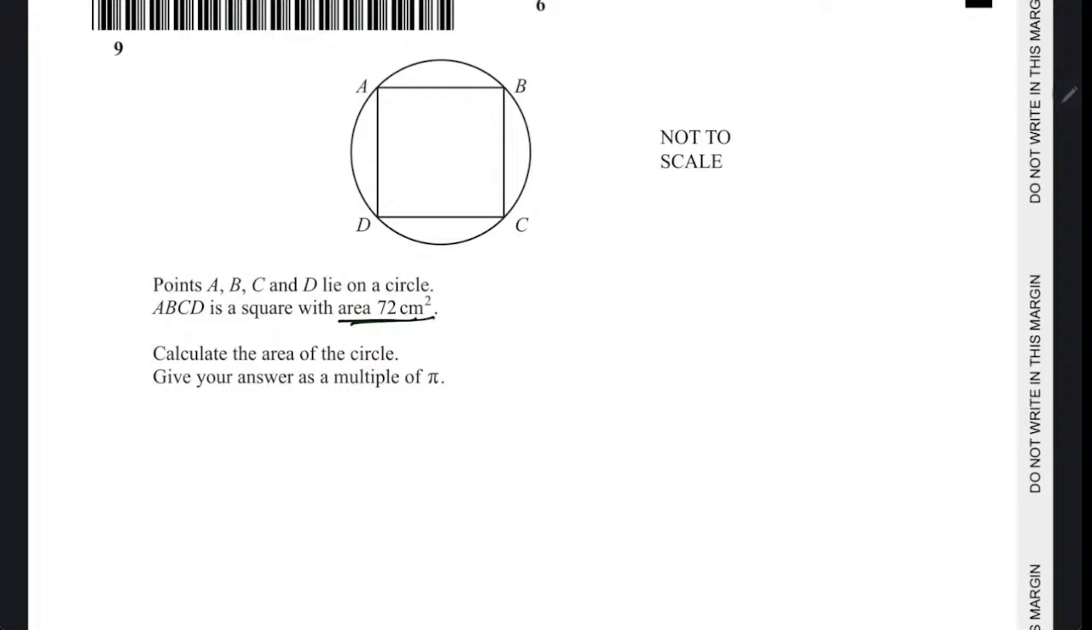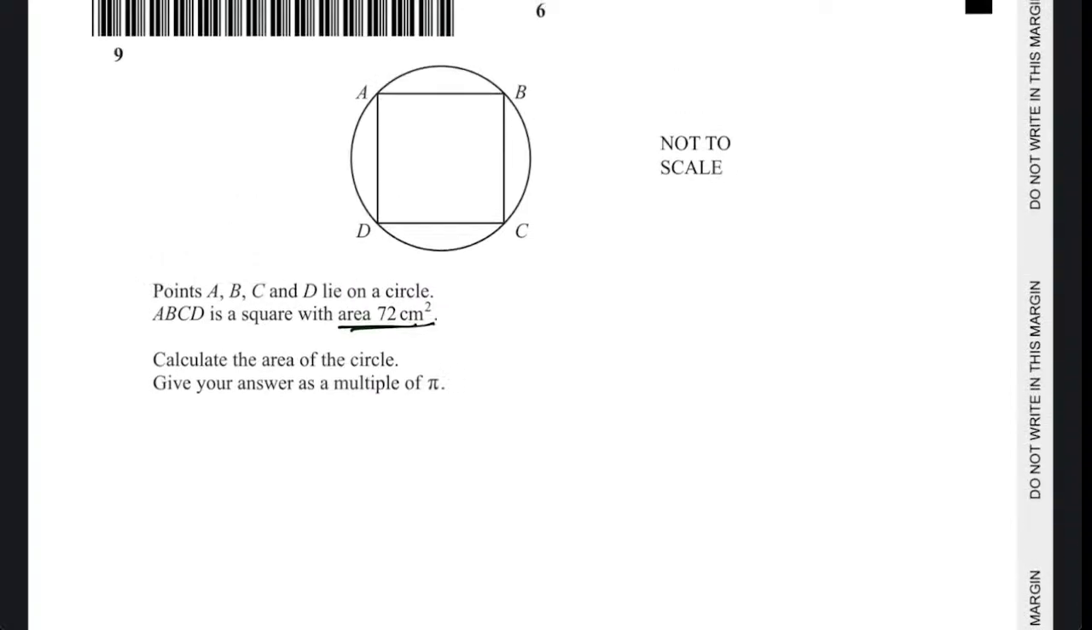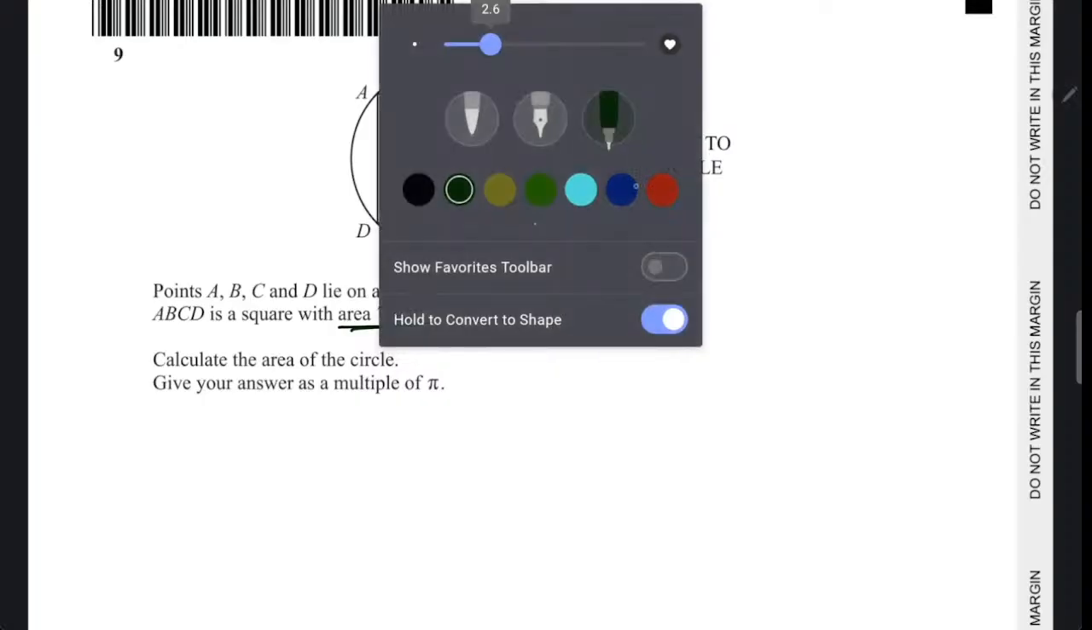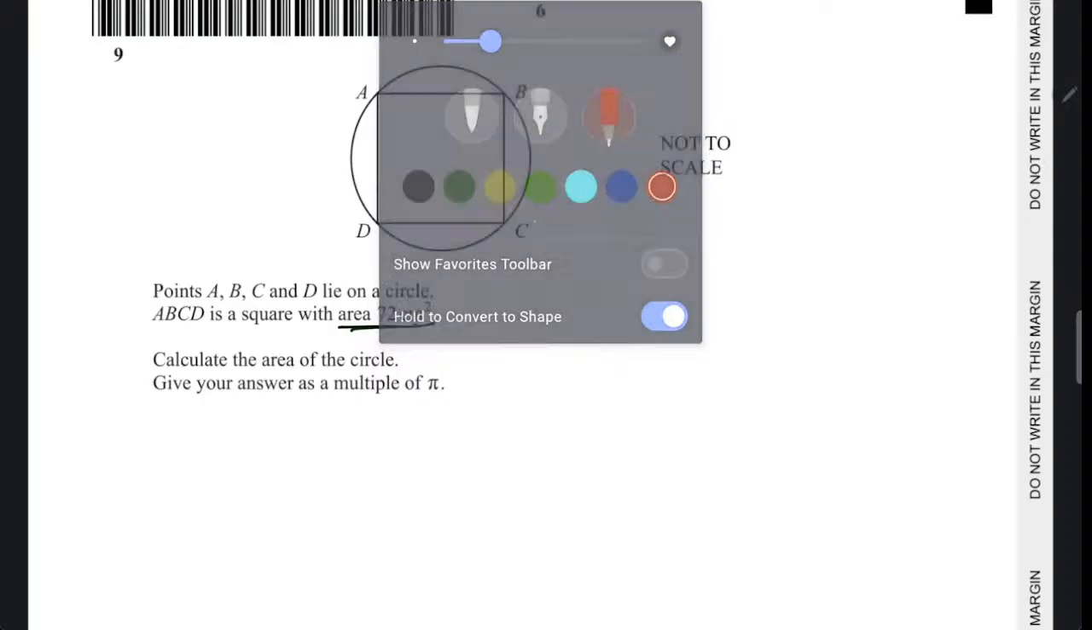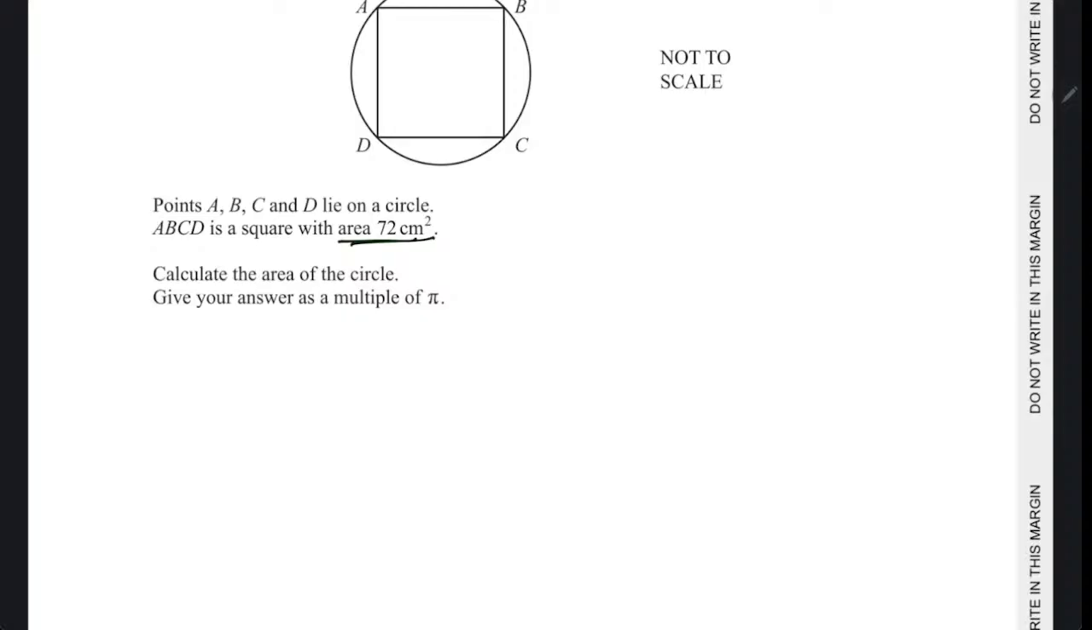Okay, so how can we ignore this? The points lie on a circle, and they said it is a square with this area, right? Calculate the area, give your answer as a multiple of pi. So they want us to find the area of a circle, and they told us that this square has area 72.